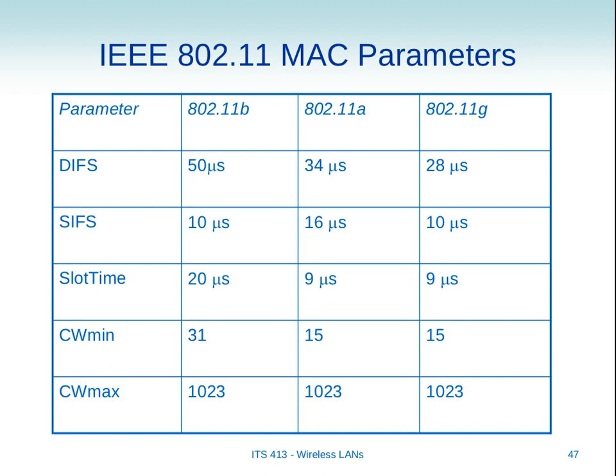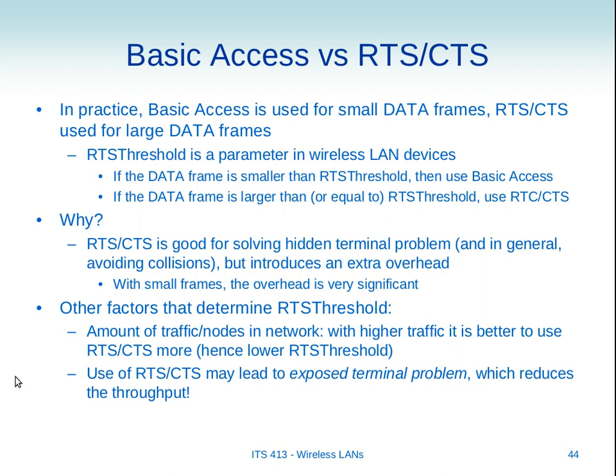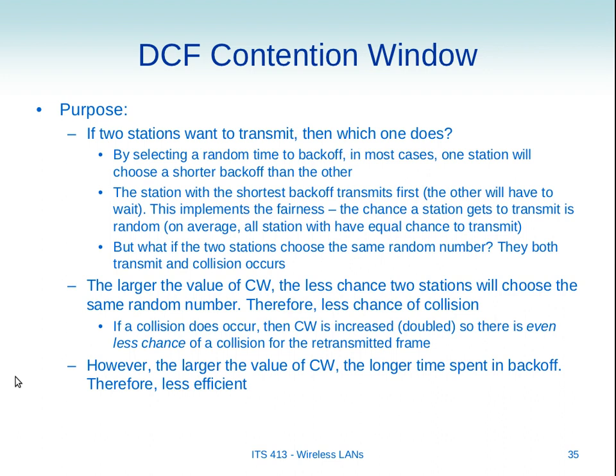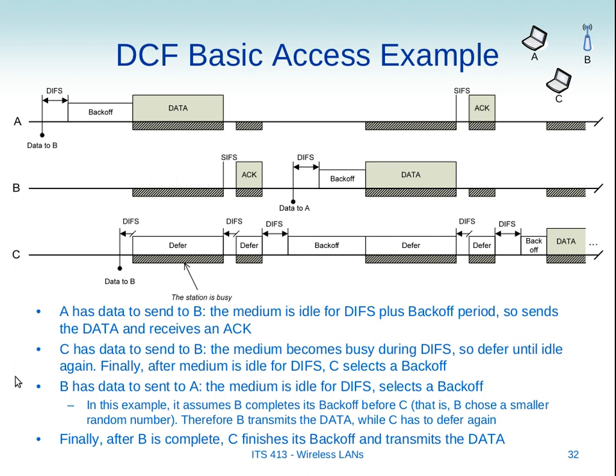So now let's go back to our example. This is the example that we started on yesterday, where we have three stations that are all within range of each other: A, B, and C. It doesn't matter which one is an access point or a client, because all stations follow the same rules. A wants to send some data to B. Sometime later, C wants to send some data to B, and sometime later, B wants to send some data to A.